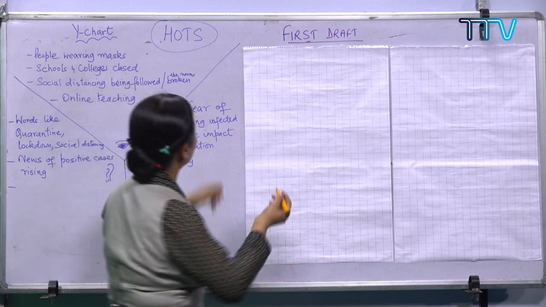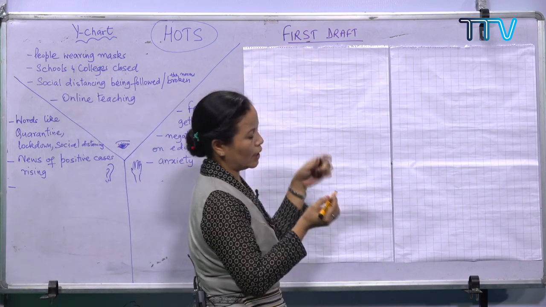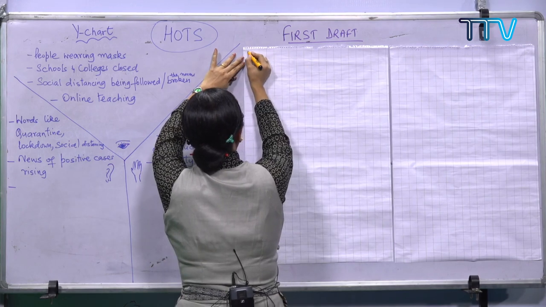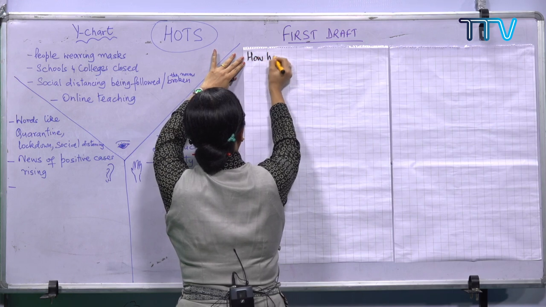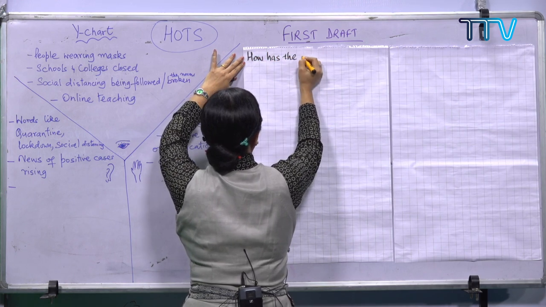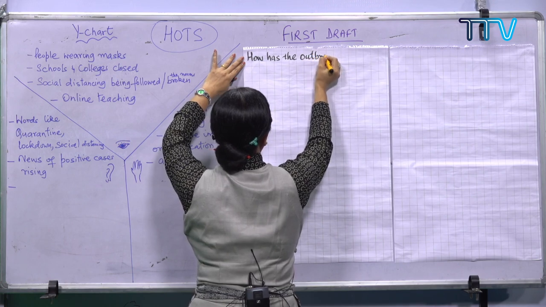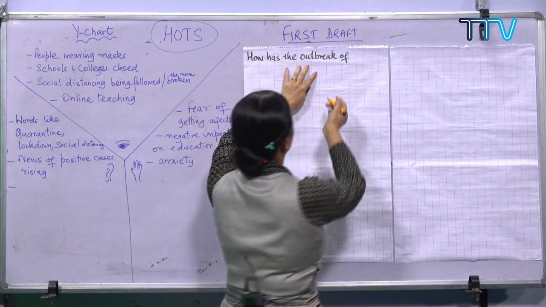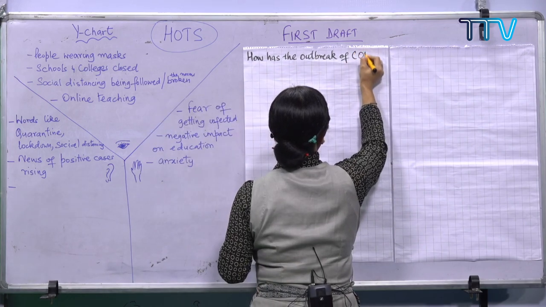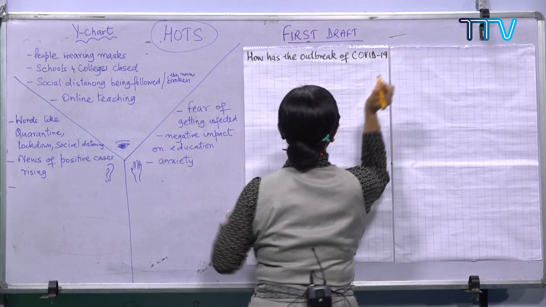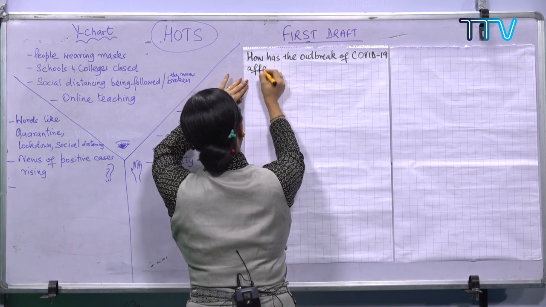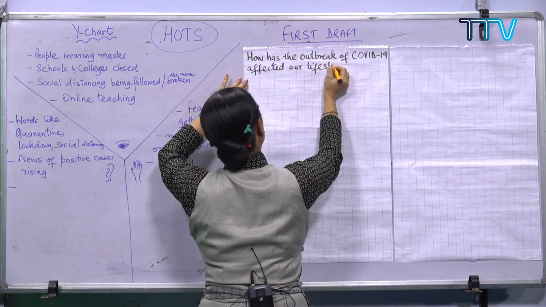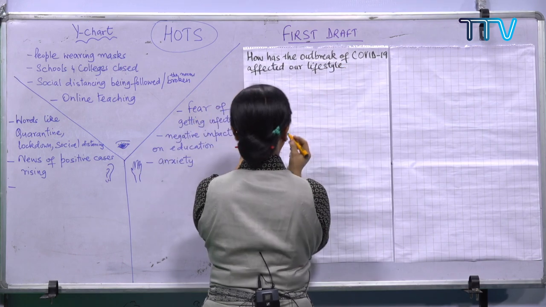What's our topic? The topic for our first draft is: how has the outbreak of COVID-19 affected our lifestyle? Quite a long topic, right? Usually when you write, I'll just write it down. How has the outbreak of COVID-19 affected our lifestyle? Okay.